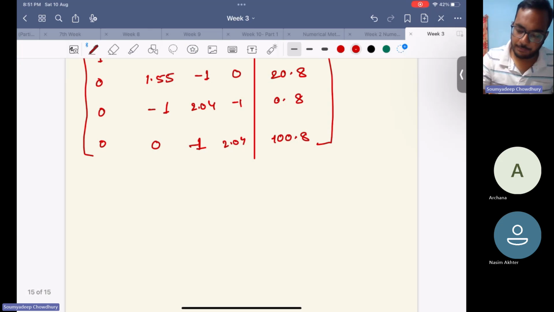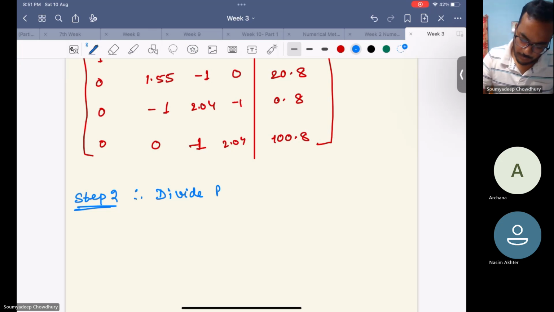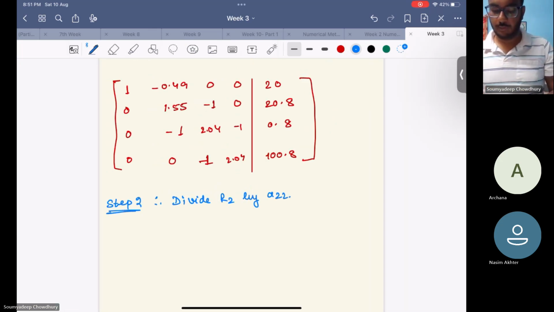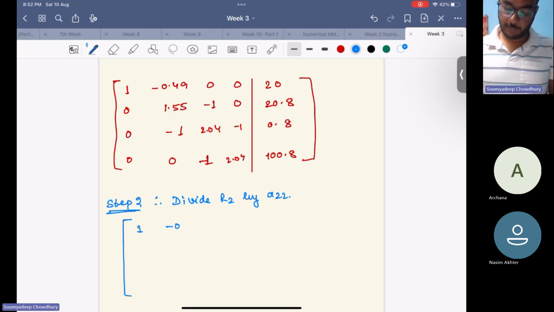In the second step, we divide R2 by A22. So what we will get is 0, 1, -0.4902, 0, 1.